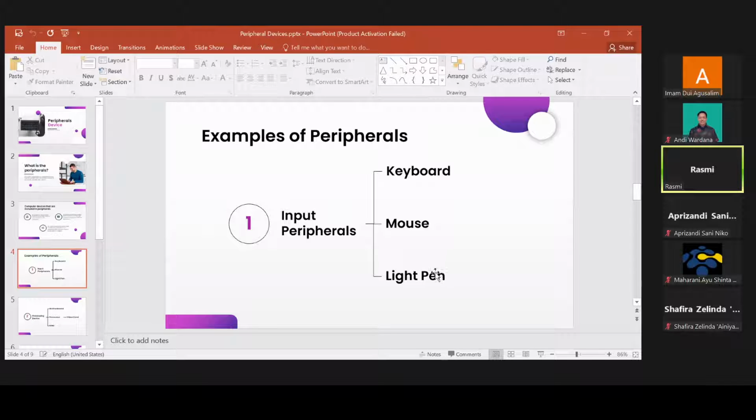And the last is the light pen. This device is in the form of a ballpoint pen with an electromagnetic sensor at the tip. This sensor is used to detect movement patterns that are made by the user. The function of the light pen is to enter data freely. Okay, fine. That's my explanation, and maybe it will be continued by my friend Nisra. It's your turn.